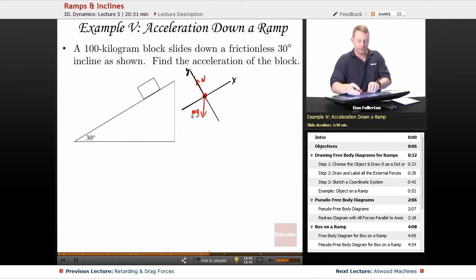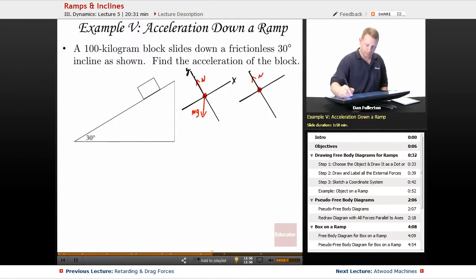So let's do the pseudo free body diagram. Looks like we've got room right beside it to do so. So we'll draw our pseudo free body diagram over here. We still have our normal force up the ramp, but we're going to break mg into components. We have mg sine theta parallel with the ramp, and mg perpendicular, which is mg cos theta, perpendicular or into the plane of the ramp. There's our y, there's our x.